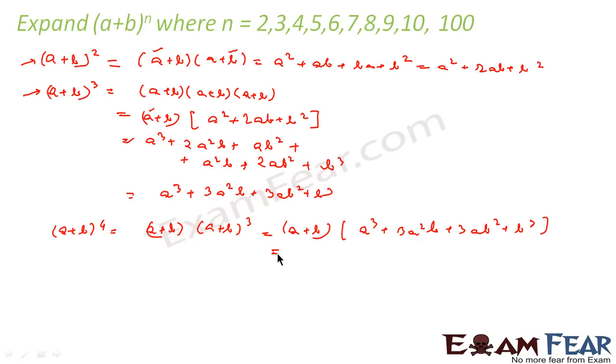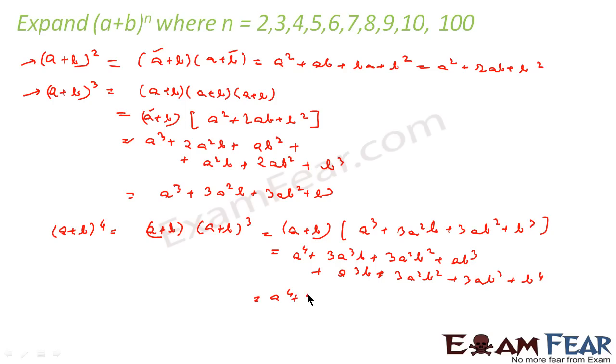So if you solve this, a into a cube is a4, a into 3a square b is 3a cube b, this becomes 3a square b square, and this becomes ab cube, plus this becomes a cube b, this becomes 3a square b square, this becomes 3ab cube, and this becomes b4. So what you get is a4 plus 4a cube b plus 6a square b square plus 4ab cube plus b4. So if you see, it's getting difficult.